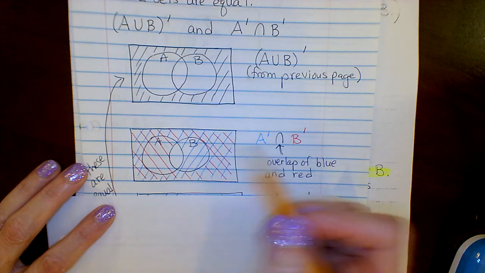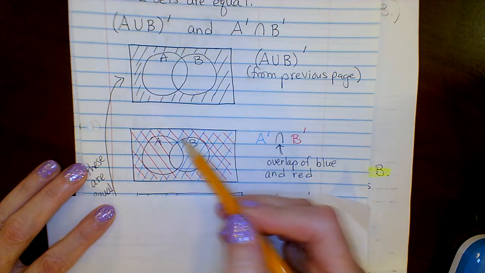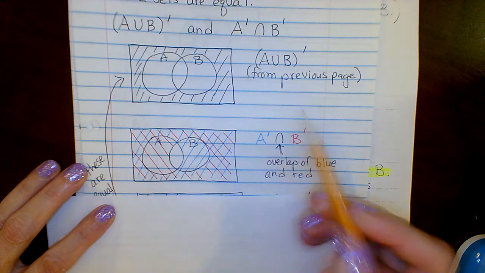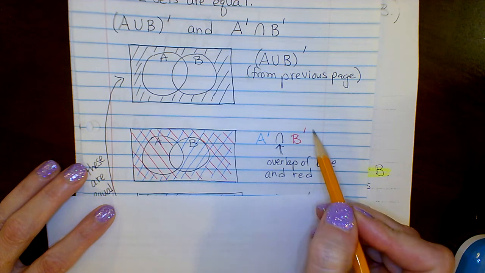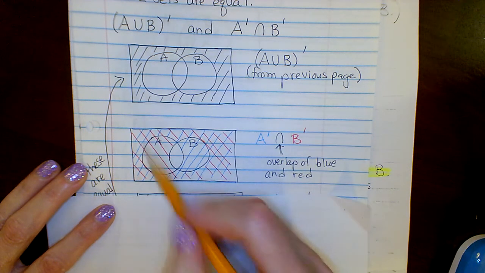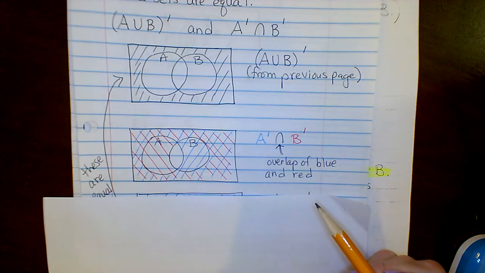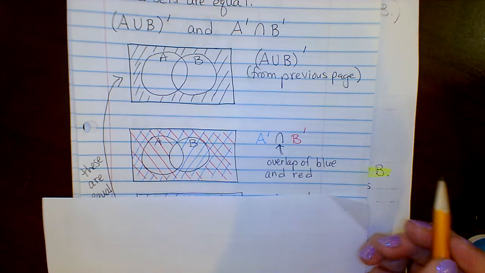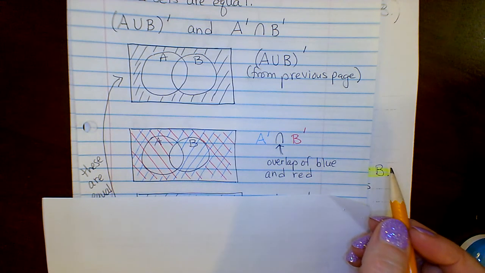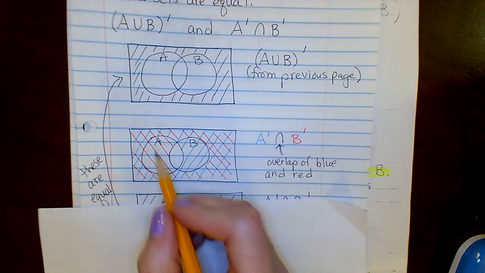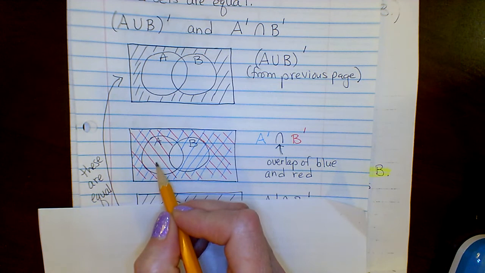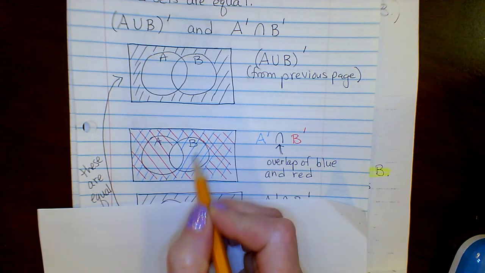So A complement is in blue. It's everything outside of set A. The red is everything not in B, so it's everything outside of set B. The intersection is the overlap of red and blue. All right, well, this one's got red right here but no blue. This one's got blue but no red.